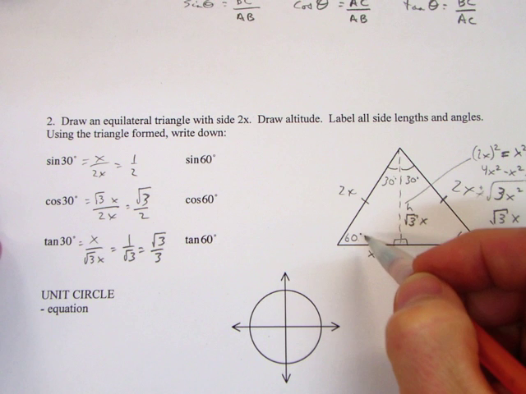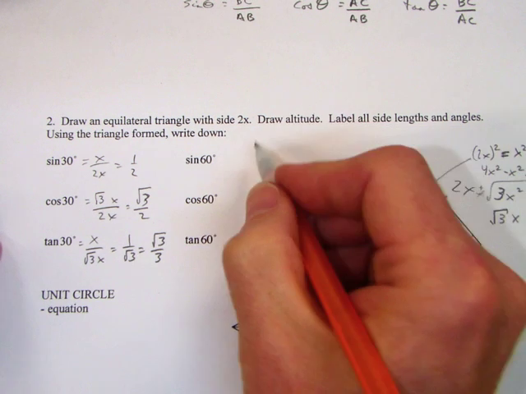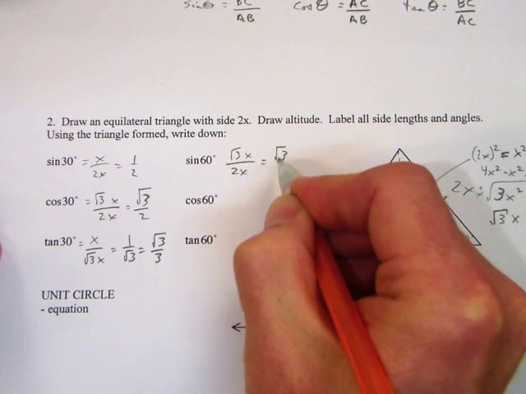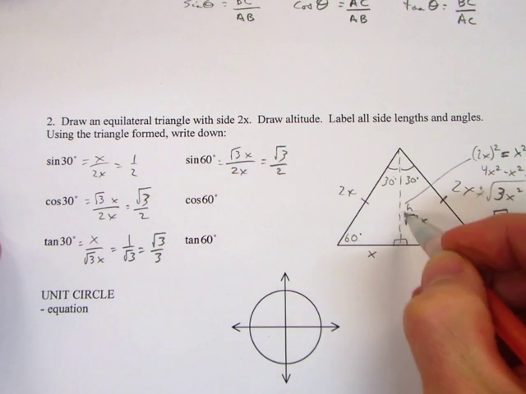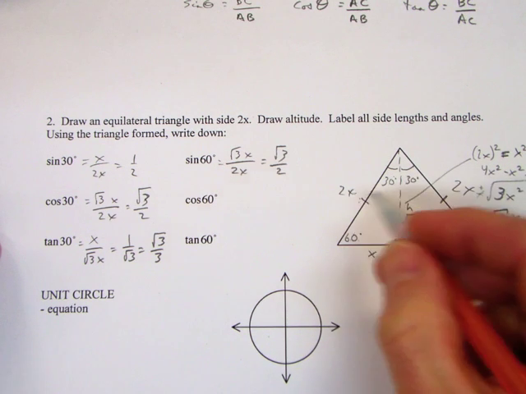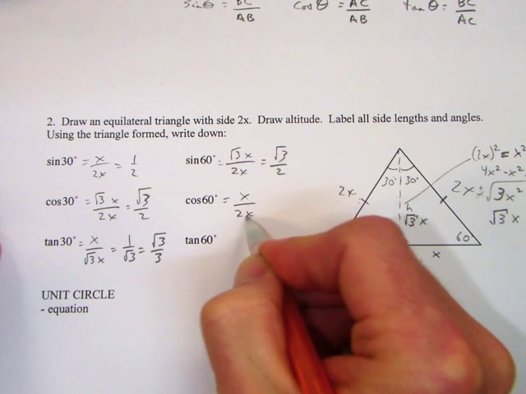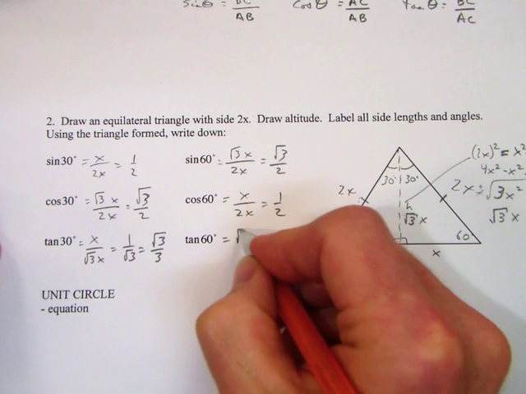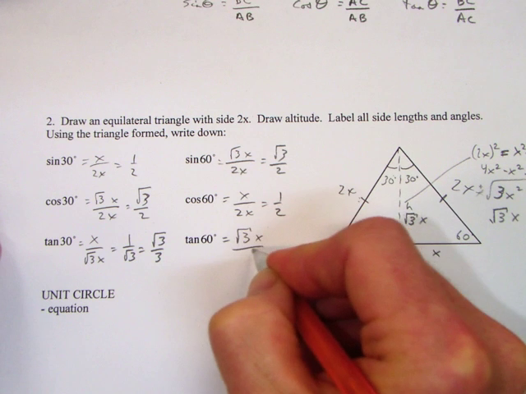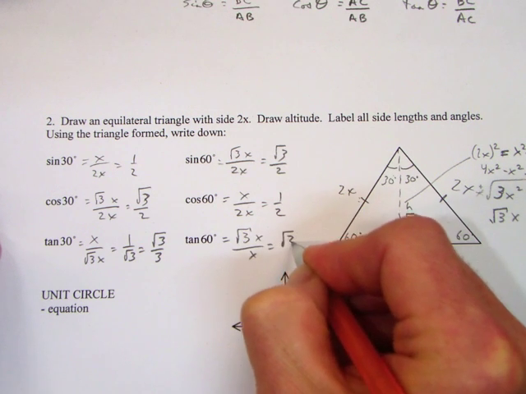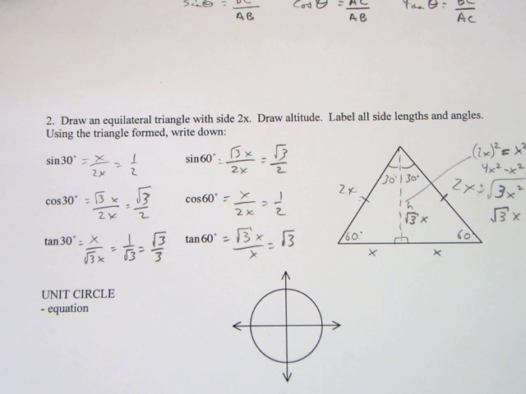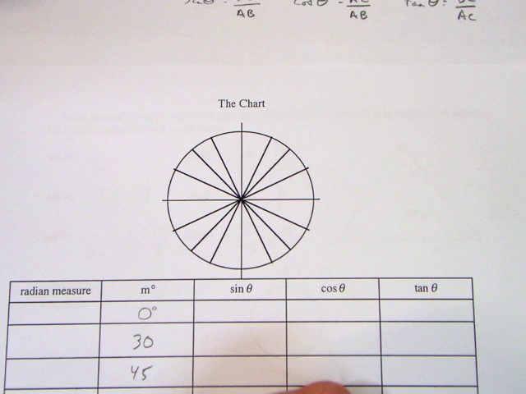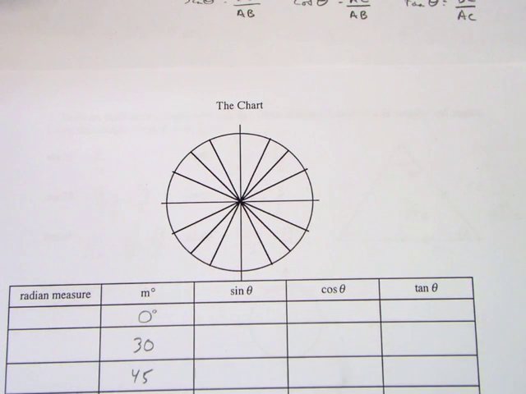Similarly, let's do cosine, or 60 degrees. Sine would be root 3 x over 2x, or root 3 over 2, opposite over hypotenuse. Cosine is adjacent over hypotenuse, x over 2x, which is 1/2. And tangent opposite over adjacent, root 3 times x divided by x, or in other words, just root 3. Now take a moment, take out your unit circle chart, and fill in 30 degrees and 60 degrees for the sine, cosine, and tangents.